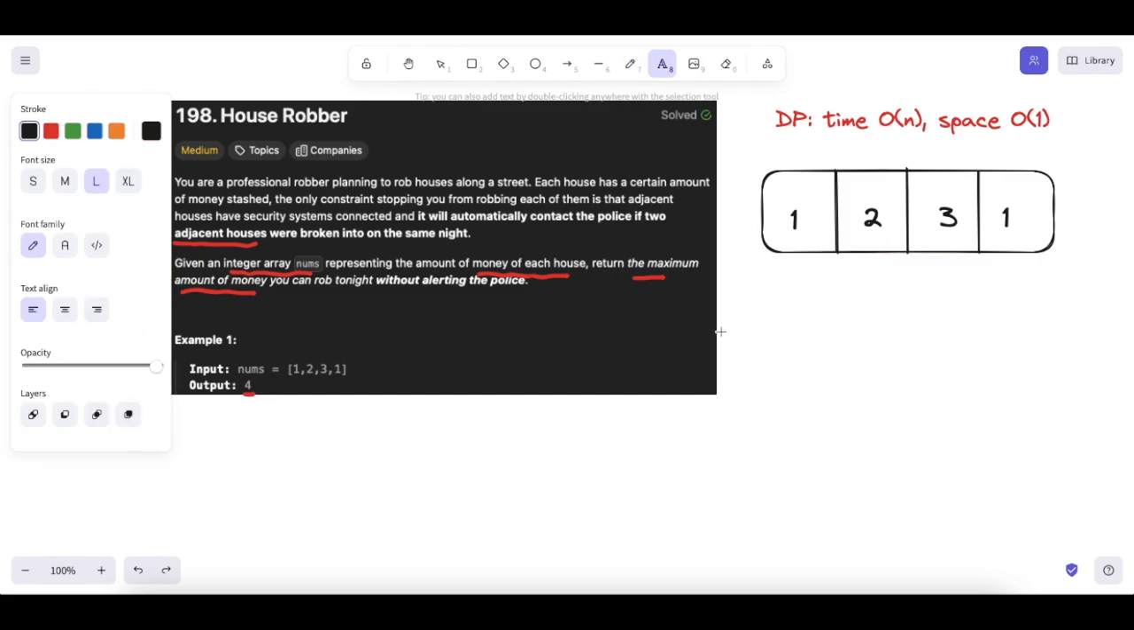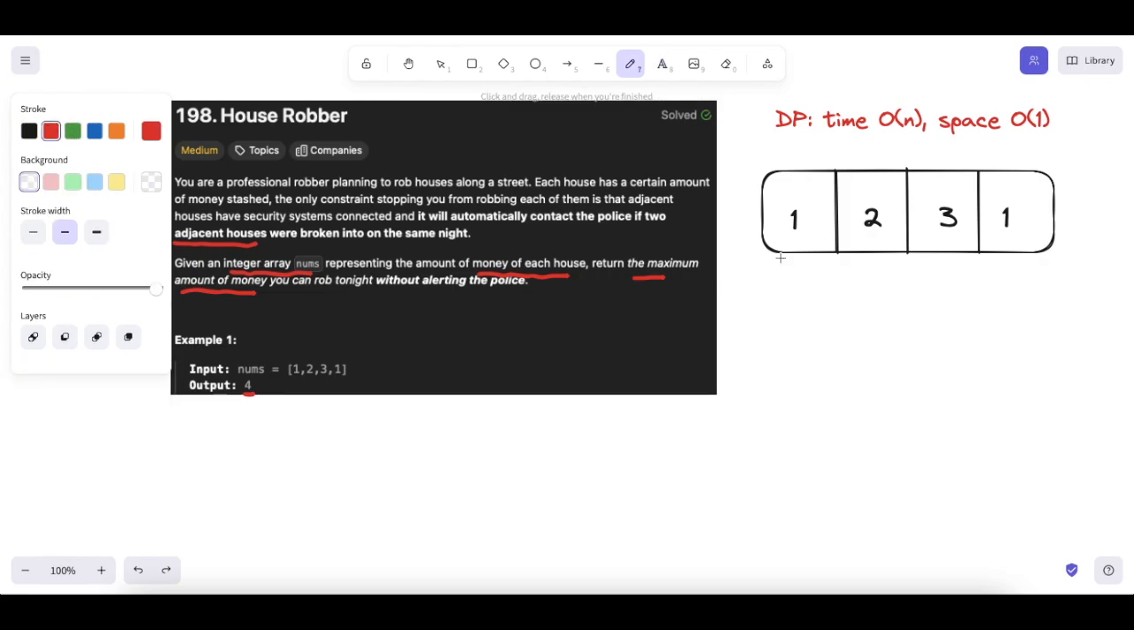Let's try to divide this problem into smaller sub-problems. As we said, we had 2 choices. We can rob this house with $1, and in that case, we cannot rob the house with $2. However, we could then continue on to rob the remainder of the houses and find the max from robbing those remainder of the houses. Or in a second case, we can skip this house with $1, the first house, and instead find the max from robbing from the second house on.